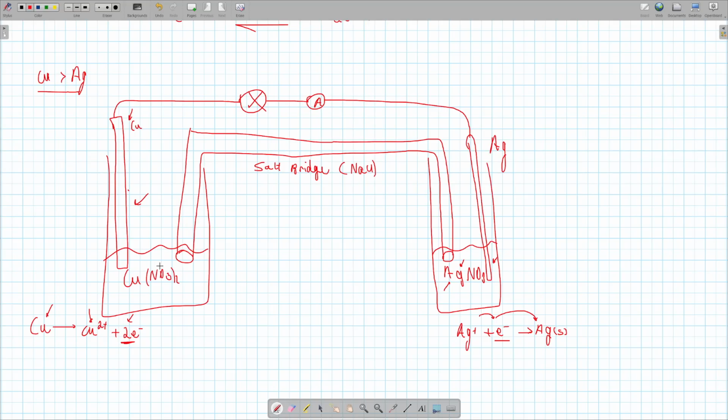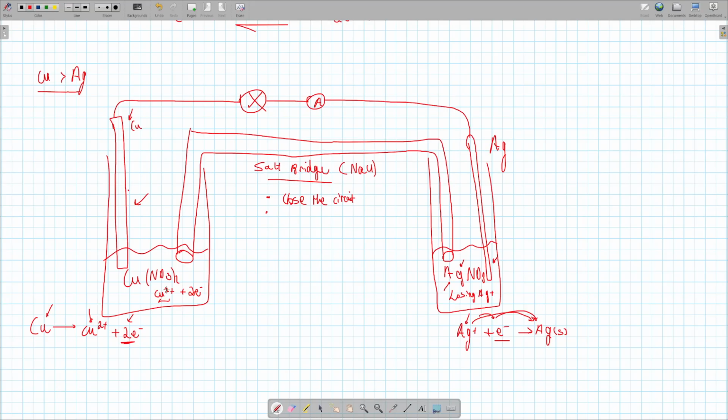You're going to see now this solution here will have Cu2+ and 2 electrons. So it's gaining positive Cu2+, right? Here, it's Ag+, it's losing Ag+. This is why we have the salt bridge. The first function of the salt bridge is to close the circuit. But the second function is to balance it out.